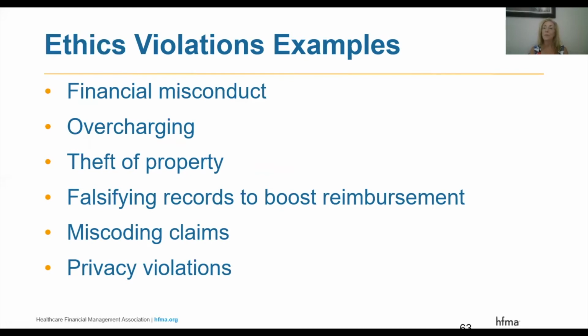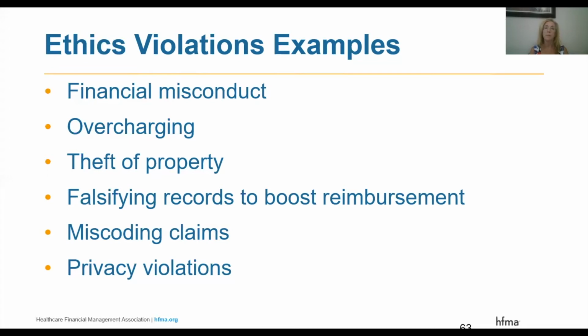Falsifying records to boost reimbursement: a coder, while reviewing the record, believes the physician forgot to document additional care and changes the clinical record to ensure additional reimbursement. There is a reason why we have CDI initiatives out there, and that record should have been flagged for the physician and reviewed, and if additional information was needed, he could have appropriately updated it at that time. That is not the job of a coder.